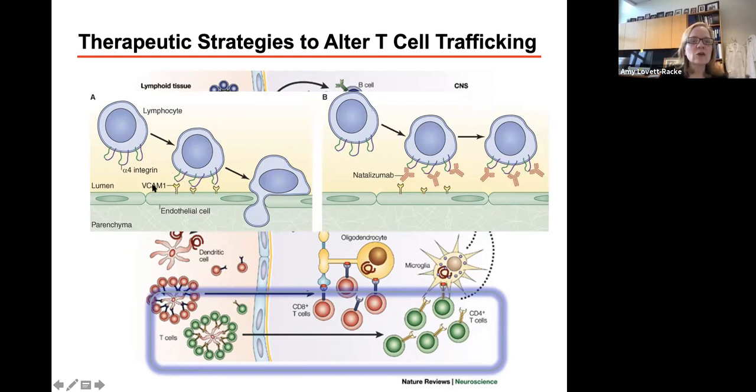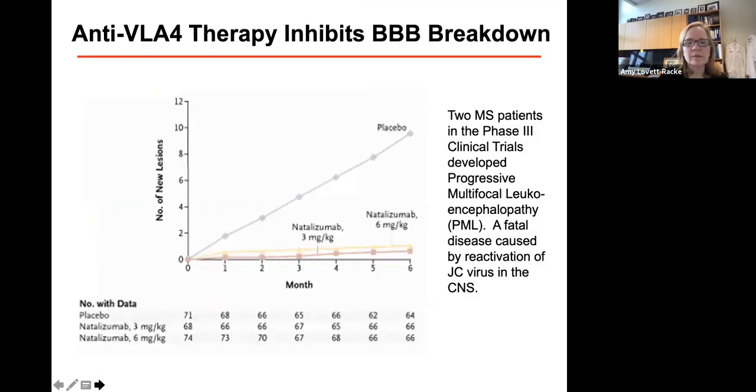And they use VCAM on the endothelial cells interacting with an alpha-4 integrin on the T cells to initiate this migration. So a drug was developed, an antibody specific for alpha-4 integrin that would prevent the alpha-4 integrin on the lymphocytes from interacting with VCAM. This was done in mice first, and in mice it works beautifully, so it was then done in humans. This is from a clinical trial for natalizumab, this anti-VLA4 therapy or alpha-4 integrin therapy.